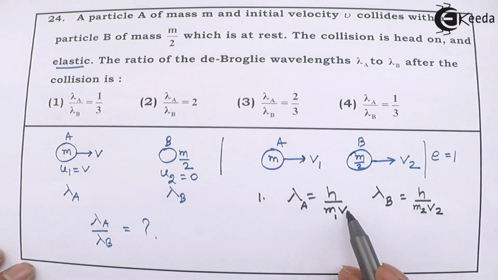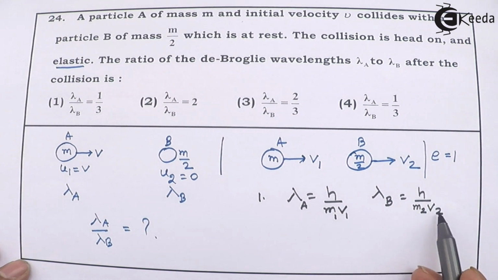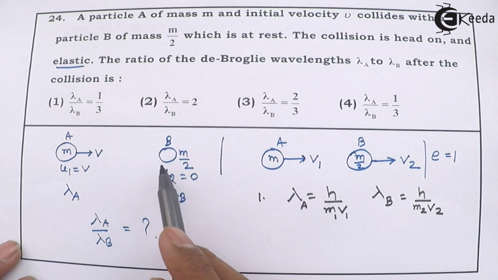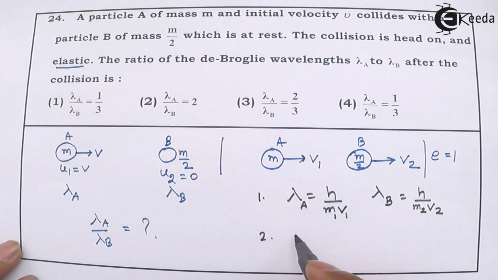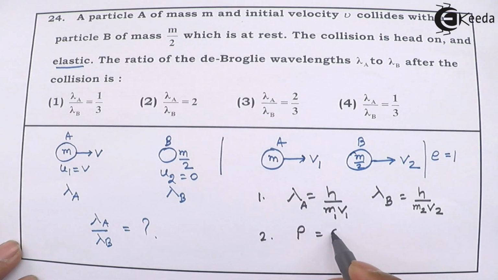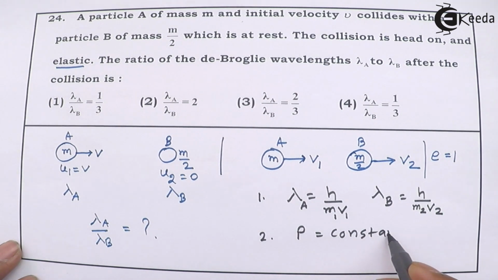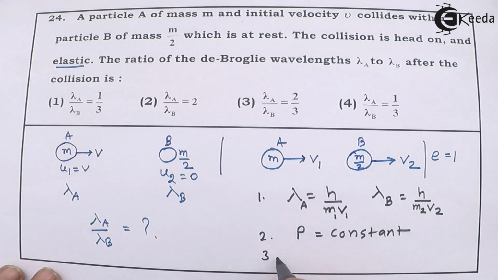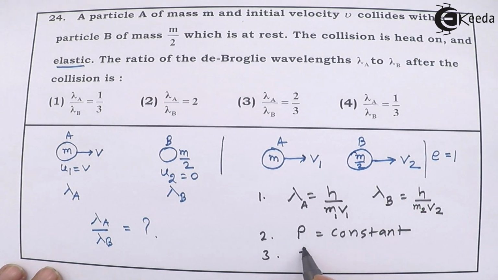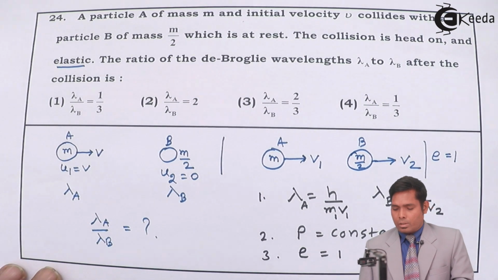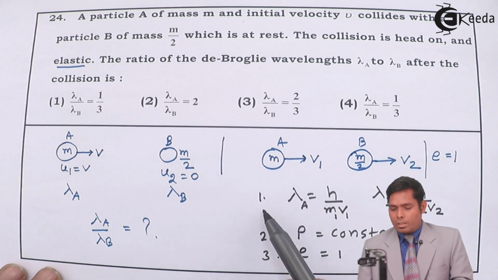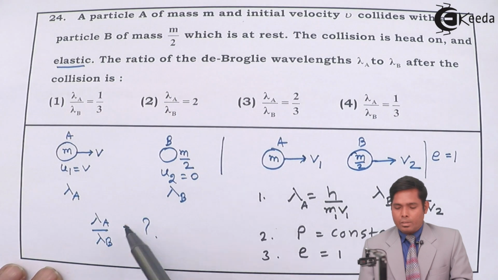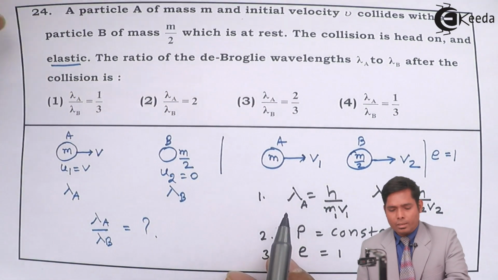If I don't know the velocities v1 and v2, then I have to use momentum equations also. You have to use p equals constant, the momentum conservation equation. And the third one is e equals 1, the coefficient of restitution formula. So first you will use these two equations, and then finally you use the de Broglie equation and divide to get the answer. Let us do that.